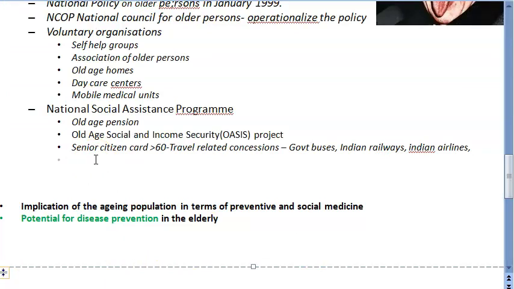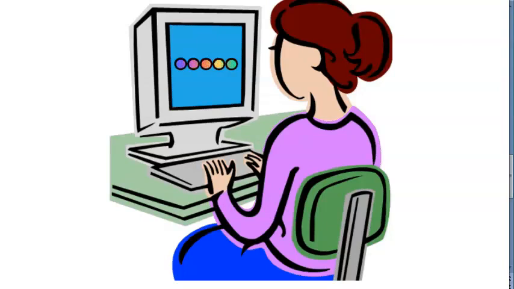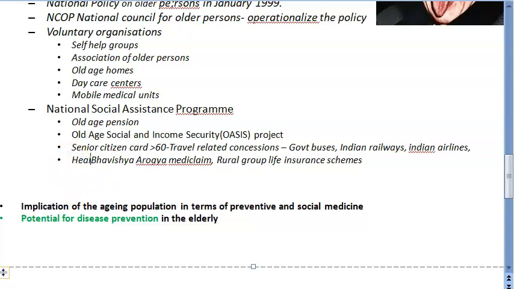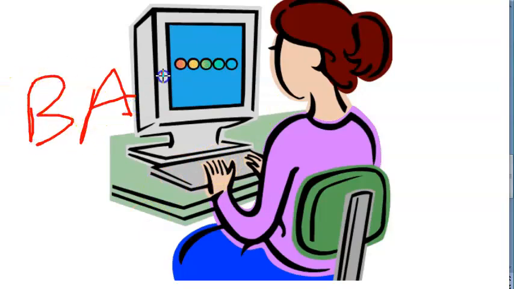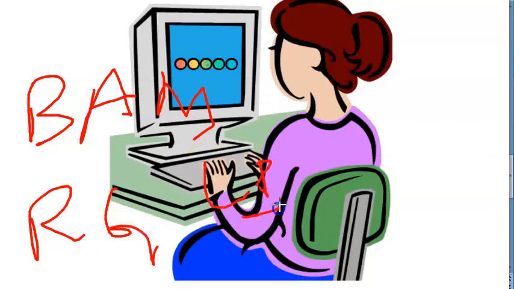Healthcare is being provided to older persons through Bhavishya Aarogya Mediclaim, and rural group life insurance schemes. I'm not sure if this is under this. Okay. Mediclaim, right? Rural group life insurance schemes, right? Bhavishya Aarogya Mediclaim. What is this? Healthcare. How will they get healthcare? Bhavishya Aarogya, BAM, Bhavishya Aarogya Mediclaim, Rural Group Life Insurance Schemes. All these are coming under healthcare. Very difficult to remember these names, right? Say them. Bhavishya, Aarogya, Mediclaim, Rural Group Life Insurance Scheme.